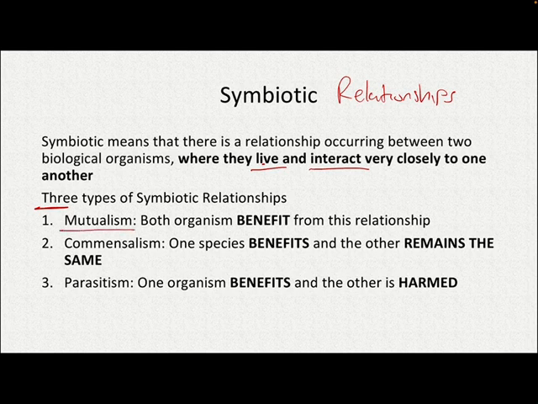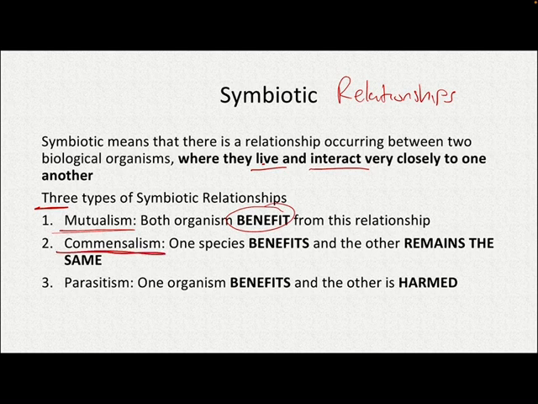The first one is called mutualism. Mutualism is when both organisms will benefit from the relationship. You have 2 organisms interacting with one another, and that interaction benefits both of them. Mutualism. Your second is called commensalism.